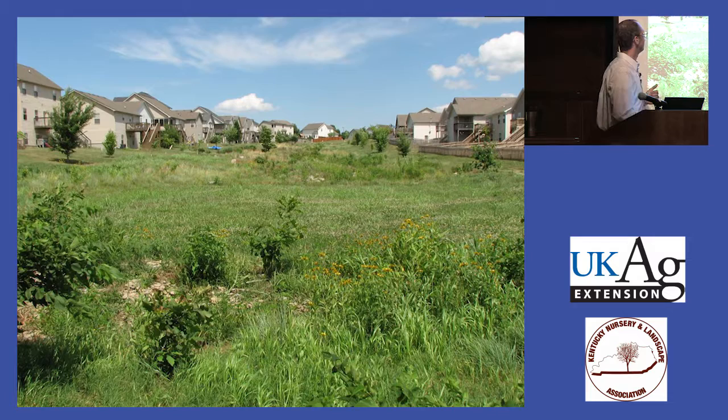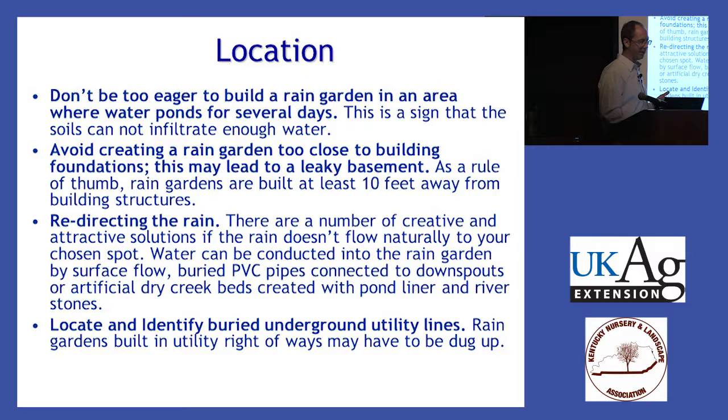So location is another factor to think about, another key element. A lot of times people will want to build rain gardens where they see ponded water. And again, for me, that's not a good indicator for a rain garden site. You don't want to get too close to a building either. You want to keep in mind if you're starting to redirect water, you don't want to cause any problems, especially with a house with a crawl space or a basement. You want to keep that in mind. Call 811. Do that. That can be a big influence on your location, your design, your placement.